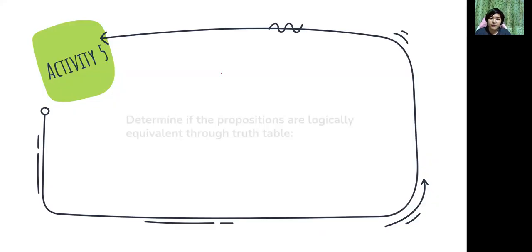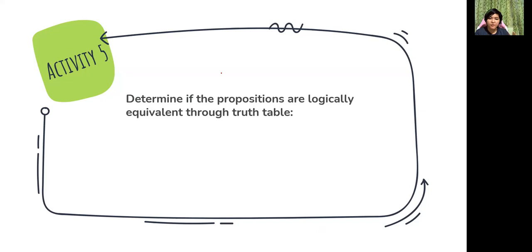Now, let's try activity 5. Let's determine if the propositions are logically equivalent through a truth table. So, number 1, is P and Q logically equivalent to not P or Q? So, pause this video, make your own truth table. Meaning, dalawang truth table ang gagawin mo. Isa para dito, at isa para dito. Or you can just combine it. Let's see what you'll do. Ako, I use just one truth table here.